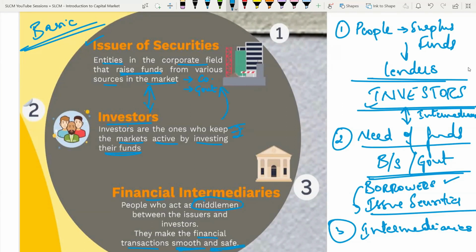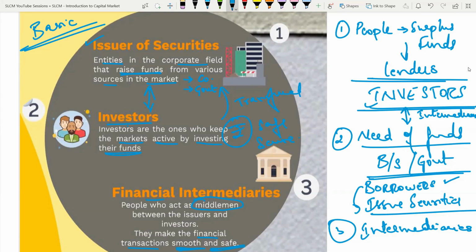How do they ensure that the funds are transferred? And once the transfer is done, how do they ensure that it is safe and secure for the investors? So that is when these financial intermediaries come into play. So these are the three basic participants of the financial market.